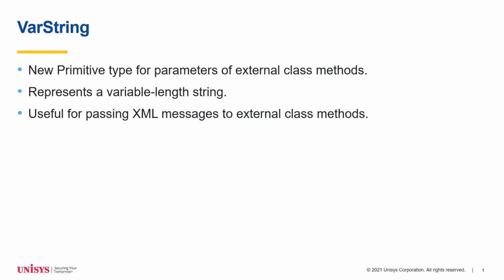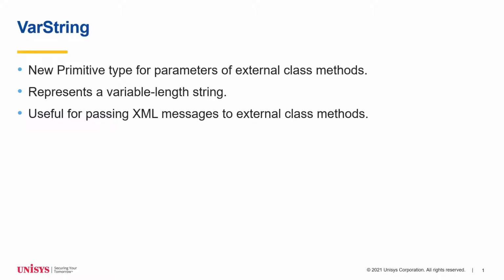Thanks, Grant. I'm going to talk about a new feature called VarString. Now, I'm not going to talk about this in the context of the Sudoku app, but rather in the context of a use case that involves sending large amounts of data to external libraries via parameters on methods. VarString is a new primitive type specifically for parameters of external class methods. VarString represents a variable length string.